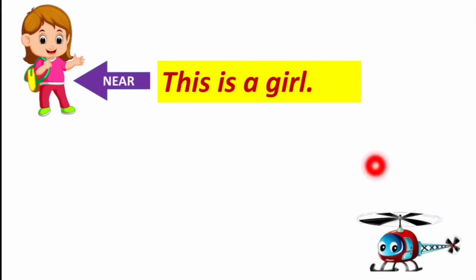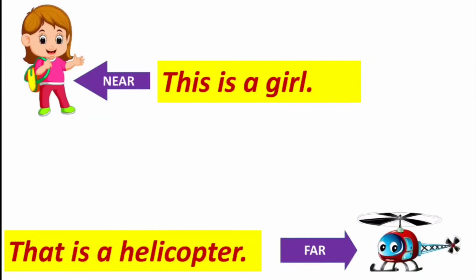Now in this picture, there is only one helicopter and which is far from us. So we will use that to point this helicopter, because there is only one helicopter which is far from us. So we will use that to point this helicopter. We will use this for near objects and that for far objects.